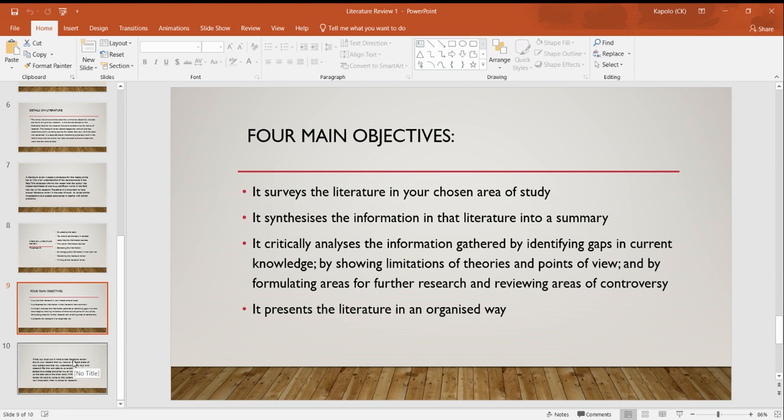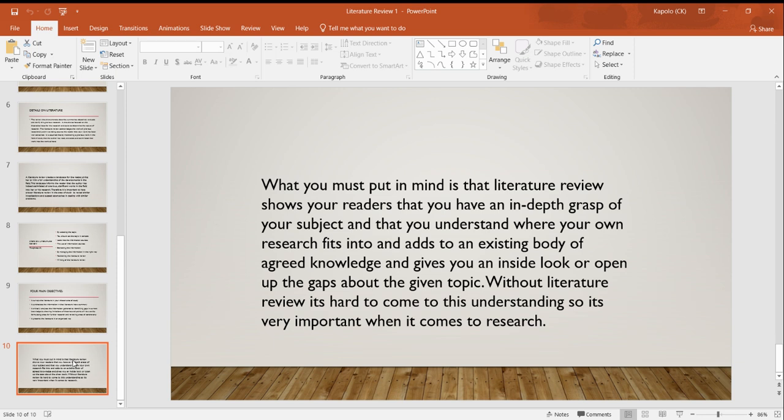Let me take you to the last slide, which is a conclusion about literature review. What you must keep in mind is that a literature review shows your reader that you have an in-depth grasp of your subject, and that you understand where your own research fits into and adds to an existing body of agreed knowledge, and it gives you an inside look at the gaps about the topic that you are about to research. Without a literature review, as we all know, it's hard to come to this understanding. So it's very important.